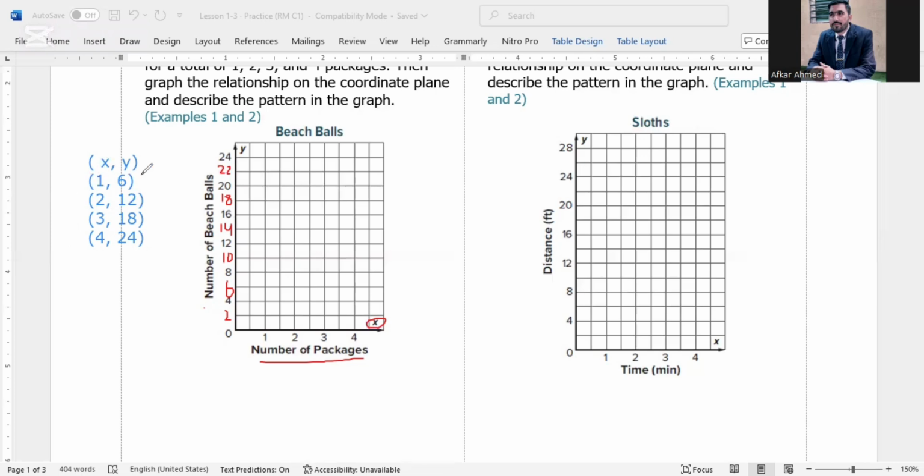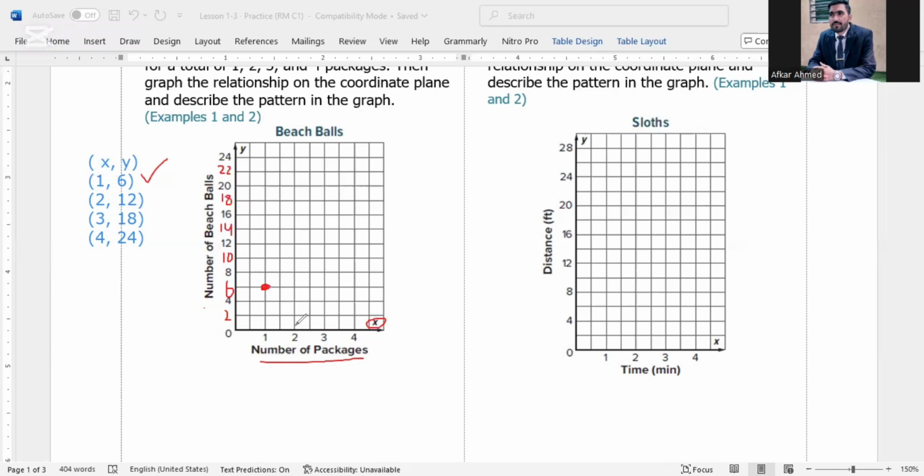The first point is 1 and 6. If you have one package, you have 6 balls. So I will put my pen here on number 1 package, and I will move this pen until the number 6, the number of beach balls. So here is the 6 in front of 1. So this is 1 and 6. For one package, 6 beach balls.